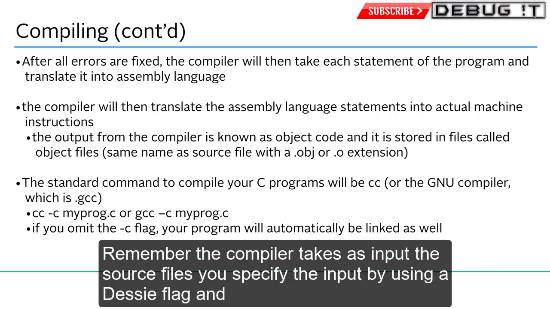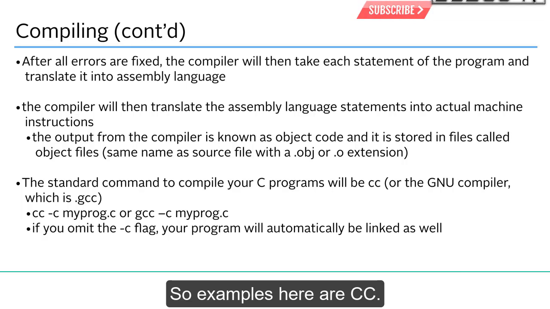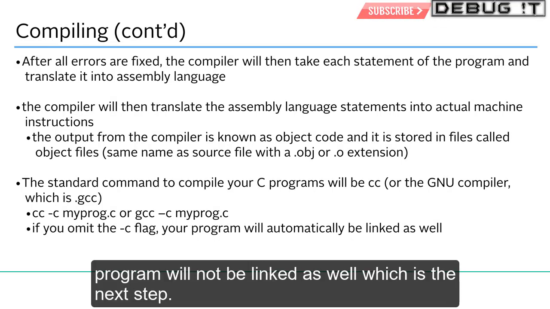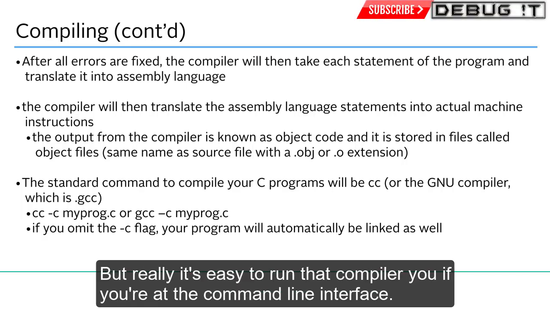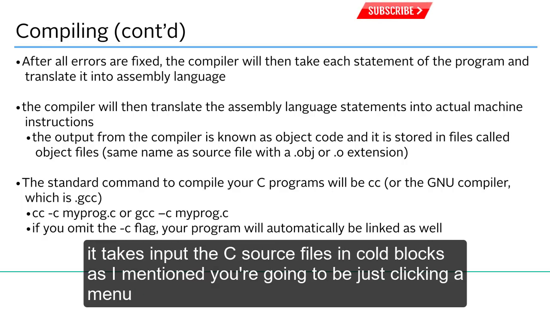You specify the input by using a -c flag and then specifying the source files, one after the other. So examples here are cc -c myprog.c, or if you're using the GNU compiler, which is a popular one, gcc -c. And if you omit the -c flag, your program will automatically be linked as well, which is the next step. But really, it's easy to run that compiler if you're at the command line interface. It's even easier if you just use a menu option, which we'll probably be doing in this class. But again, it takes input the C source files.